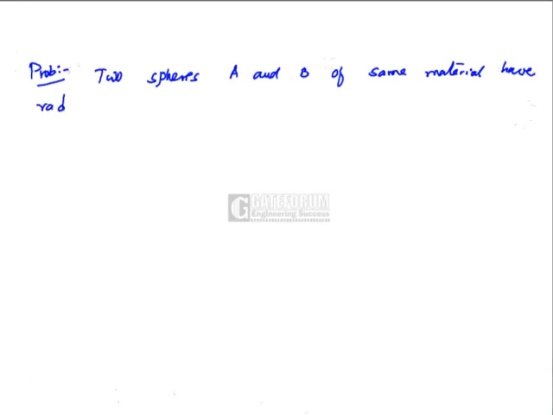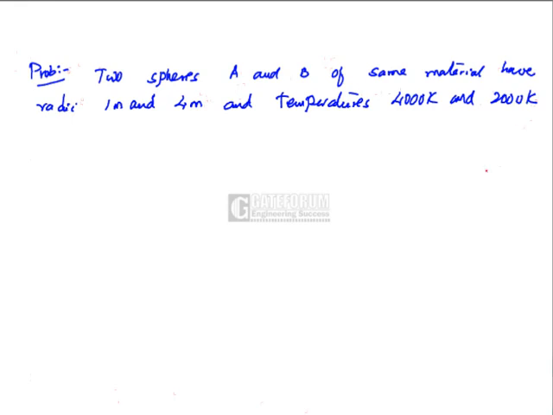Next problem on radiation. Two spheres A and B of the same material have radii 1 meter and 4 meter and temperatures 4000 K and 2000 K respectively. Which one of the following statements is correct?